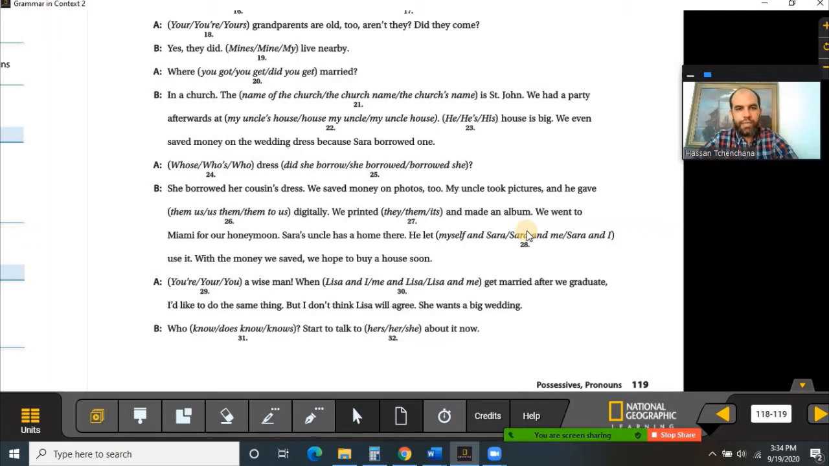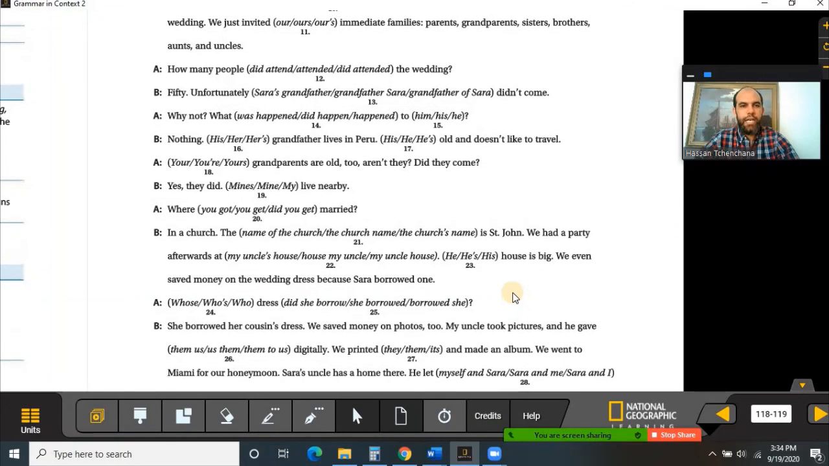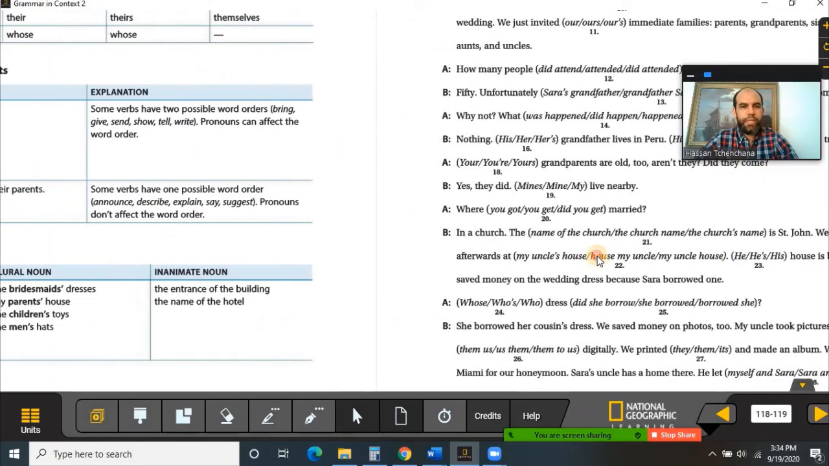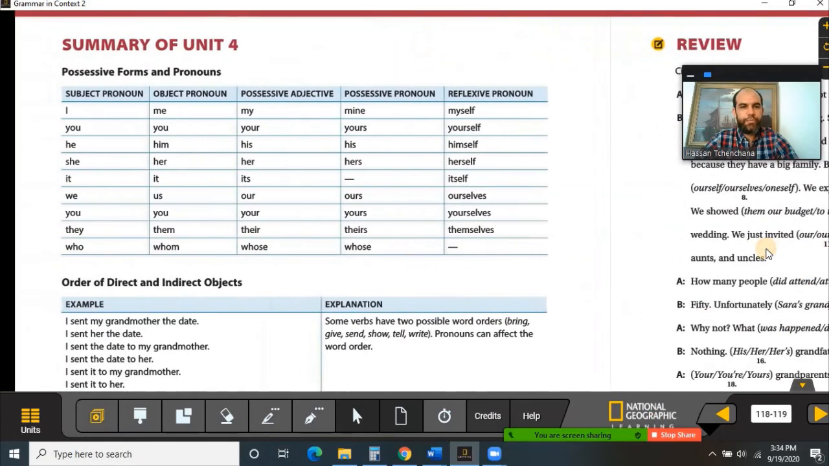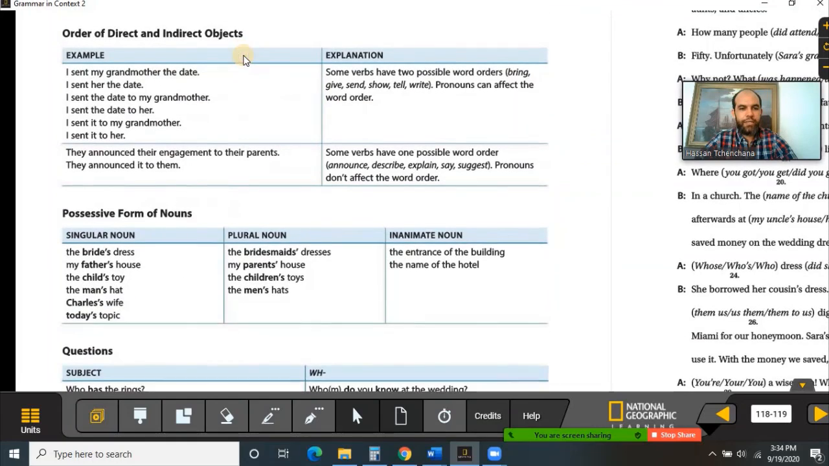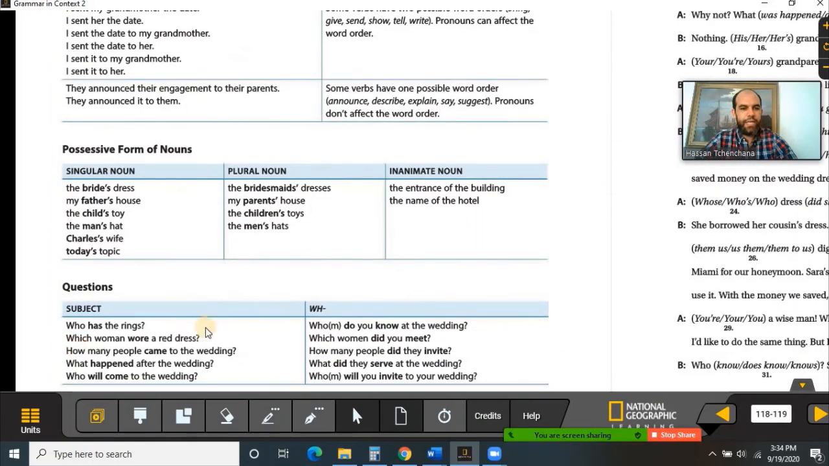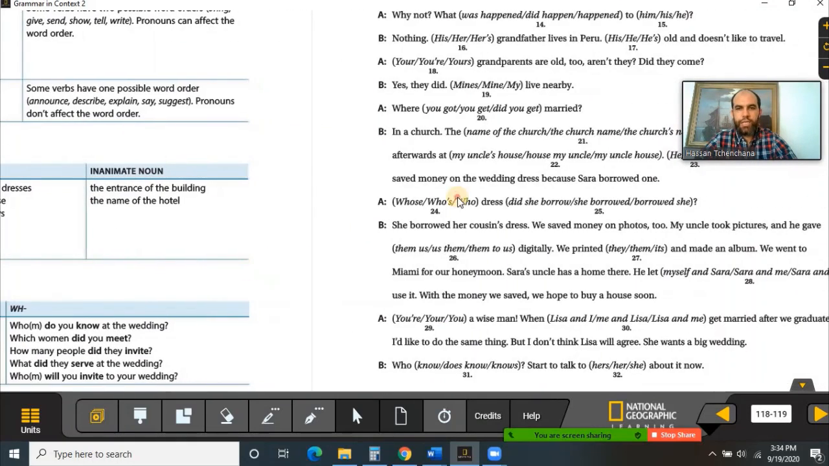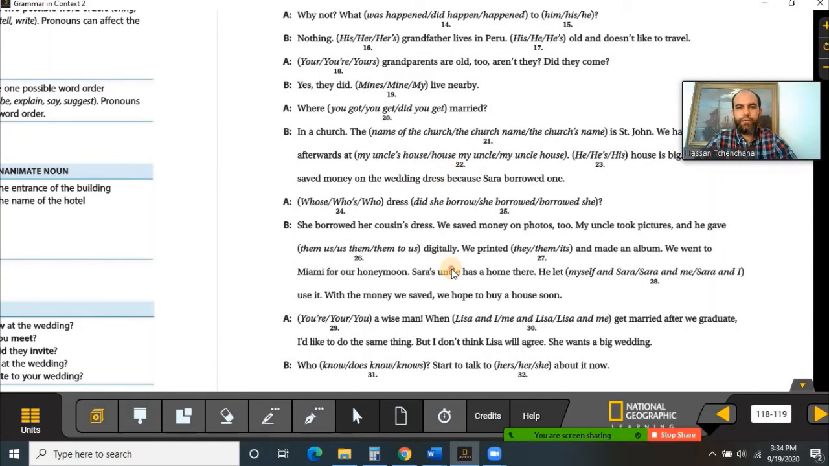I know it's a little bit long, but it has 32 questions. I hope that you learn. And if you have any questions, just contact me. Make sure to continue practicing. Practice, practice, practice. Practice makes perfect. Review the pronouns, direct and indirect objects, possessive forms of nouns, and WH questions in a sentence. Thanks for watching. Bye.